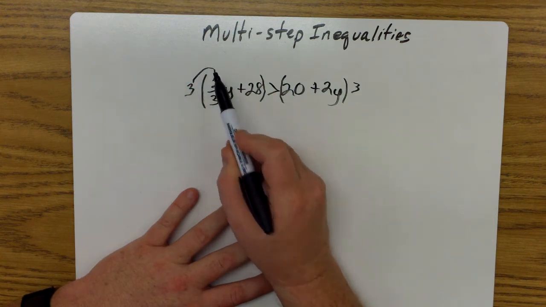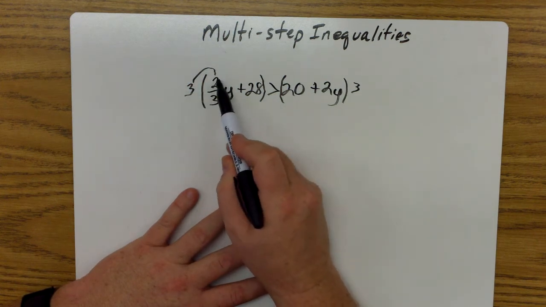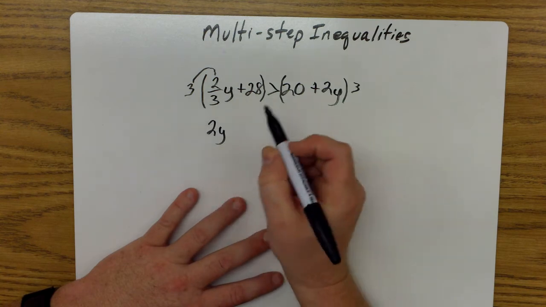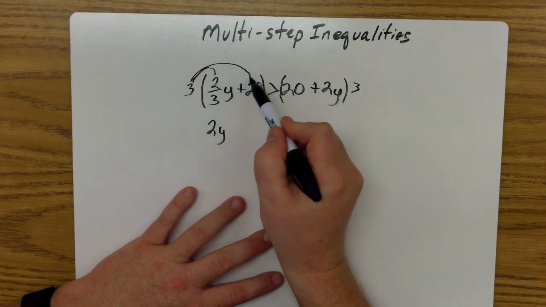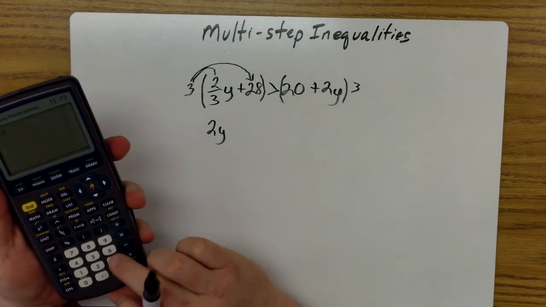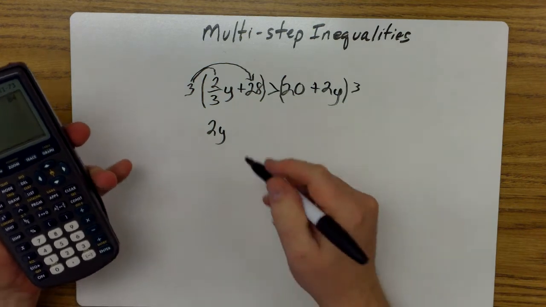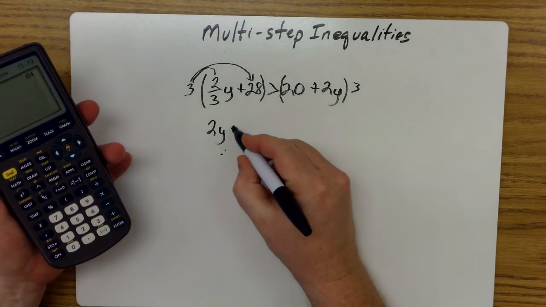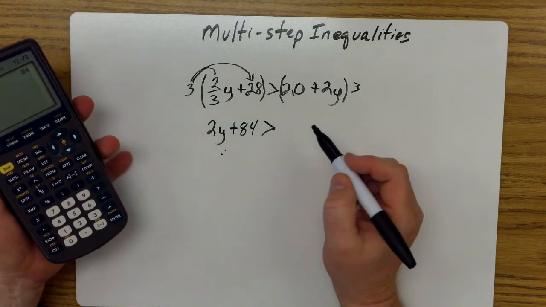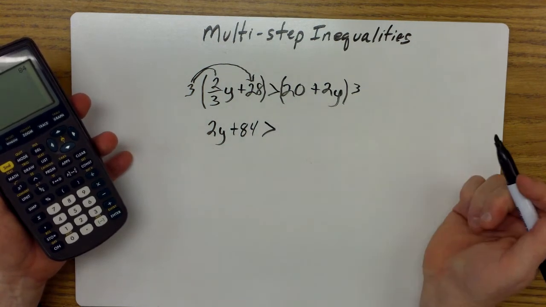So I'm going to distribute here 3 times 2/3. 3 times 2 is 6. 6 divided by 3 is 2. So I'm left with 2y. And then I'm going to distribute to my 28. You might need a calculator here. So that's going to be 3 times 28, which is going to give us 84. So I have plus 84. Still have a greater than symbol or opening towards the left.